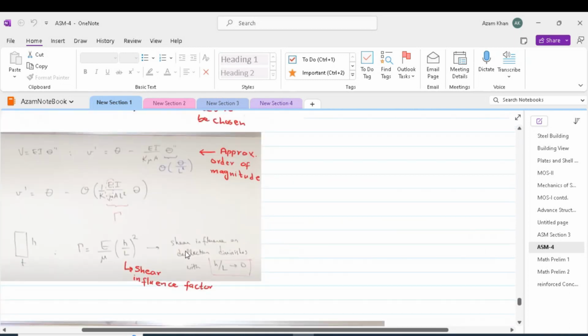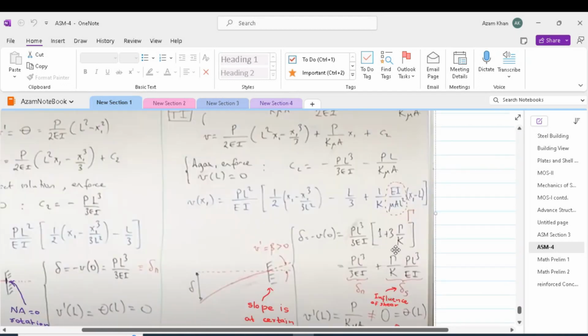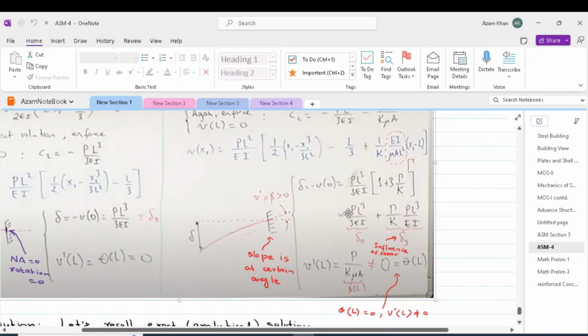As we said earlier, we can call this constant E over mu times H over L square as gamma in the case of a rectangular section. So using gamma, we get deflection at x1 equal to 0, which is the free end, equal to PL cube over 3EI times (1 plus 3 gamma by K). Opening the bracket, we get PL cube over 3EI plus gamma by K times PL cube over EI. And this first term shows the contribution of moment, and the second term shows the influence of shear.